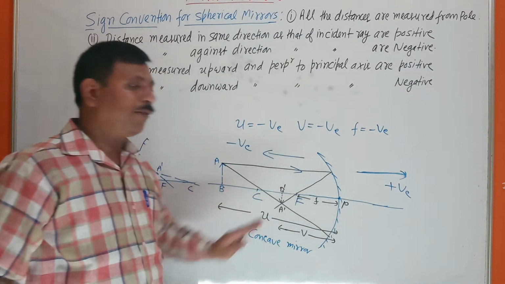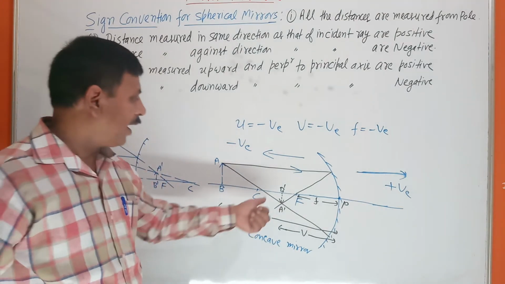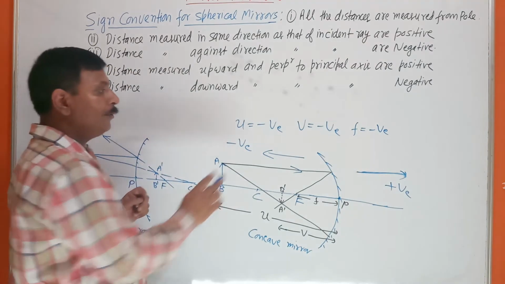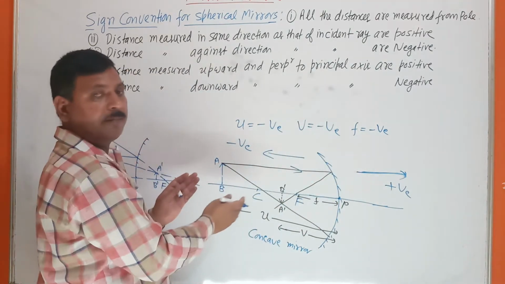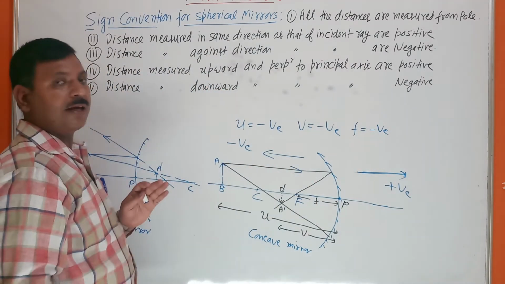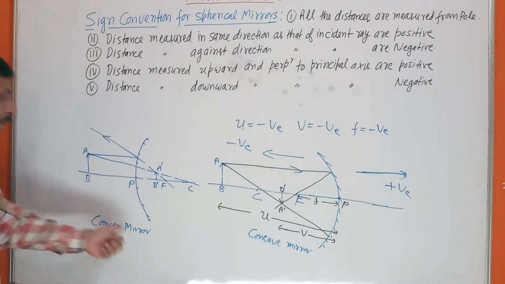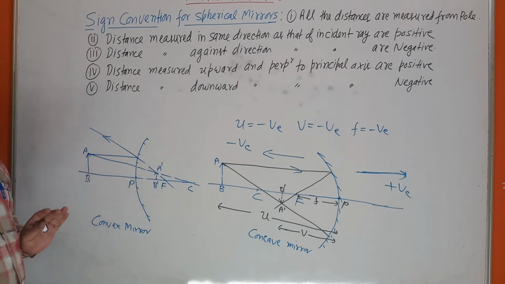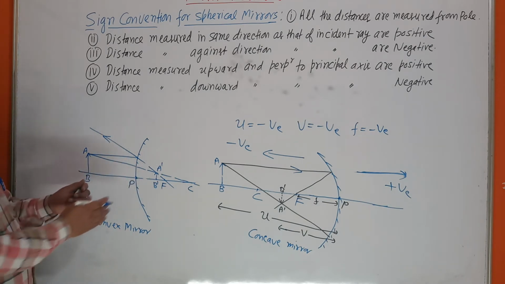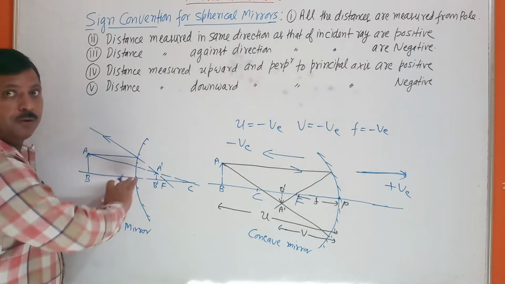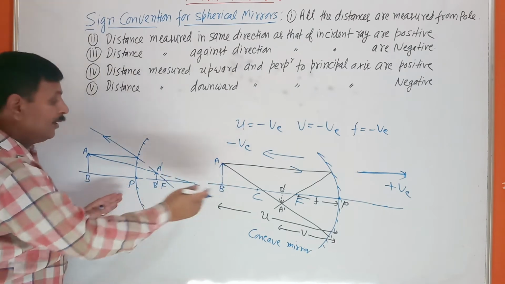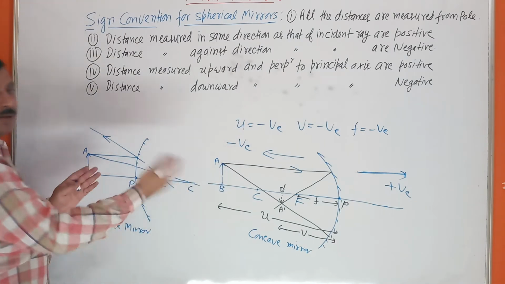You can see in this figure, for a concave mirror forming a real image, u will be negative, v, the image formed on the left hand side from the pole, is also negative, and f is also negative. I have taken one more example for a convex mirror. I have formed an image here. Here you can see this is the pole. If you are measuring length from the pole in the direction of the incident ray, meaning right hand, the right hand direction measurement is positive.